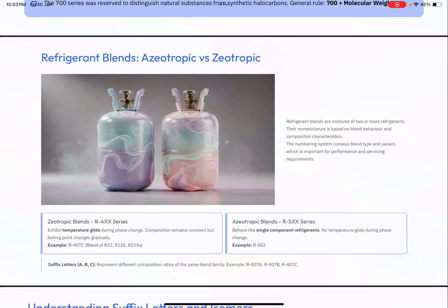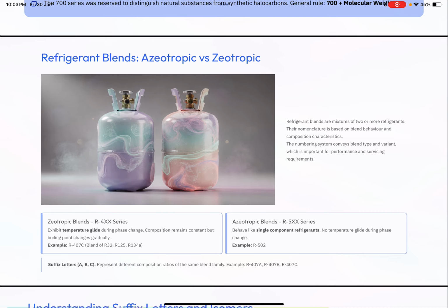Another important category of refrigerants are the refrigerant blends. A zeotropic blend is a blend of two or more refrigerants, but it does not have a single boiling point. It has a range of boiling point, which is called a temperature glide. Those are known as zeotropic blends. So how to know whether it is a zeotropic blend? For that, the R4XX series is kept reserved. So R407 means, because it is 4 and something, two more numbers, you will automatically know that it is a zeotropic blend.